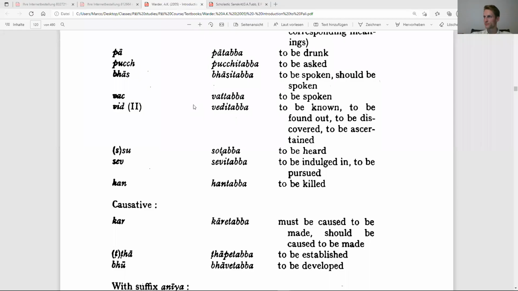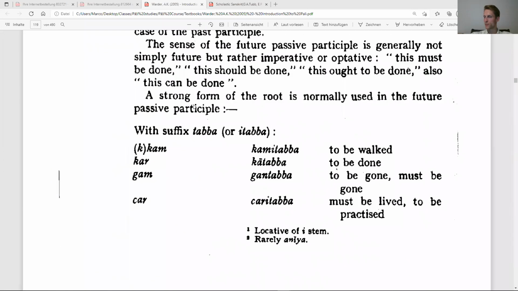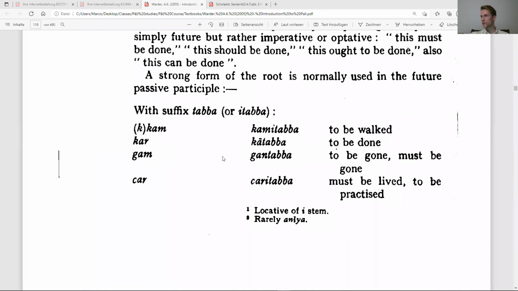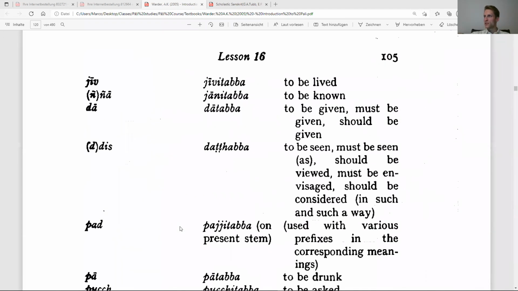Now, as a way of showing you how they look, we have quite a number of examples here. Kam, kamati, kamitabba, to be walked. Kar, karoti, kattabba, to be done. Gam, gacchati, gantabba, to be gone, must be gone. Carati, caritabba, must be lived, to be practiced. Jīvati, jīvitabba, to be lived. Ñā, jānāti, jānitabba, to be known.